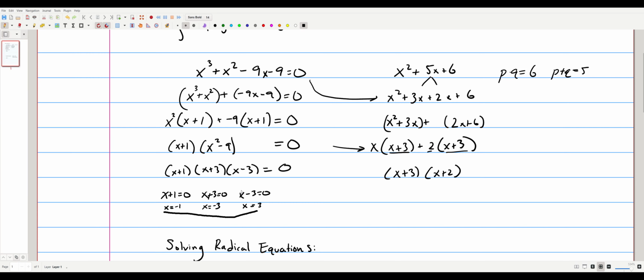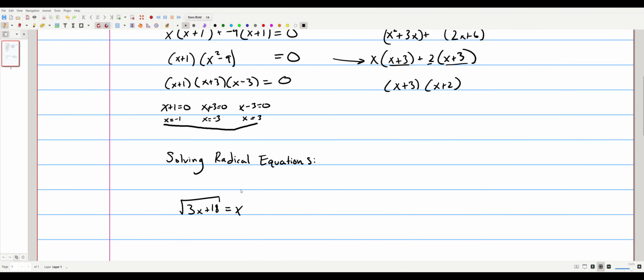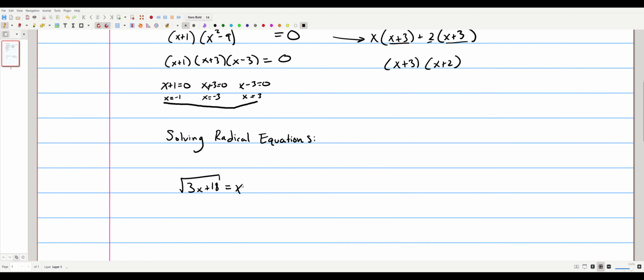Cool. Okay. Solving radical equations. So in this example, we have the square root of 3x plus 18 equals x. And remember that our general goal is to get powers of 1 of x by itself. The problem we have right now is that this x is stuck in the root. Because we're working with equations, we can use the fact that squares and square roots are kind of algebraic inverses of each other.